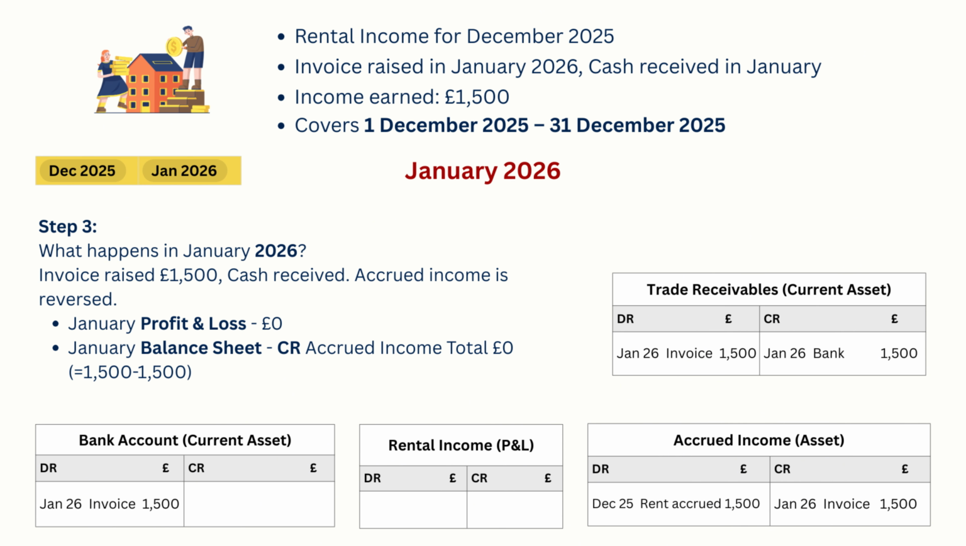When the cash is received, the customer pays the amount owed. So we record debit bank and credit trade receivables. This clears the receivable and increases bank. The key thing to remember is, accrued income is reversed when the invoice is raised. Trade receivables exist until cash is received. Bank increases when cash is received. Profit does not change again because the income was already recognized earlier.